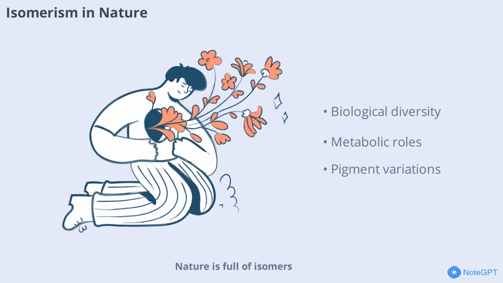Nature is full of isomers, from the sugars in our bodies to the pigments in plants. For instance, glucose and fructose are structural isomers with the same formula but different structures, leading to different roles in metabolism. Similarly, the color of flowers and fruits often depends on the arrangement of atoms in pigment molecules. Isomerism allows for diversity in biological systems, enabling organisms to adapt and thrive in different environments.